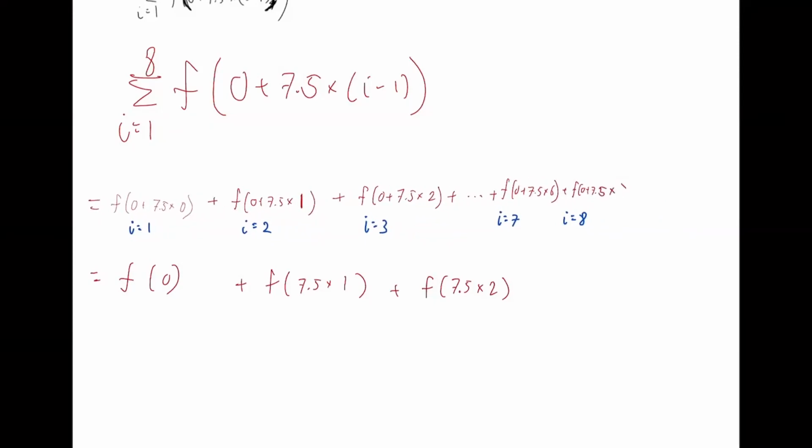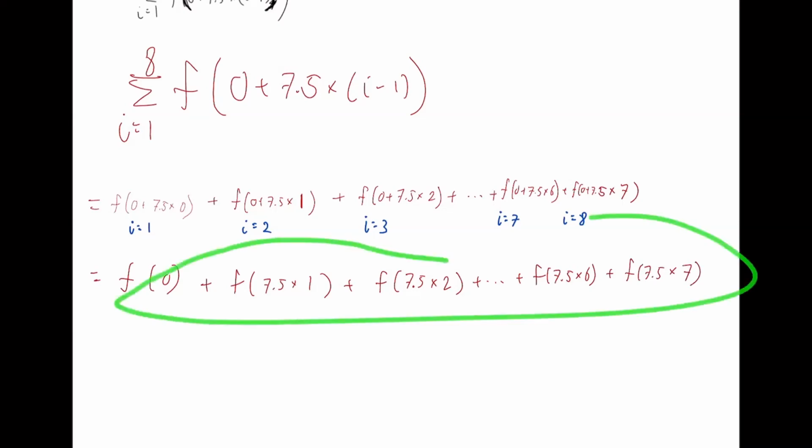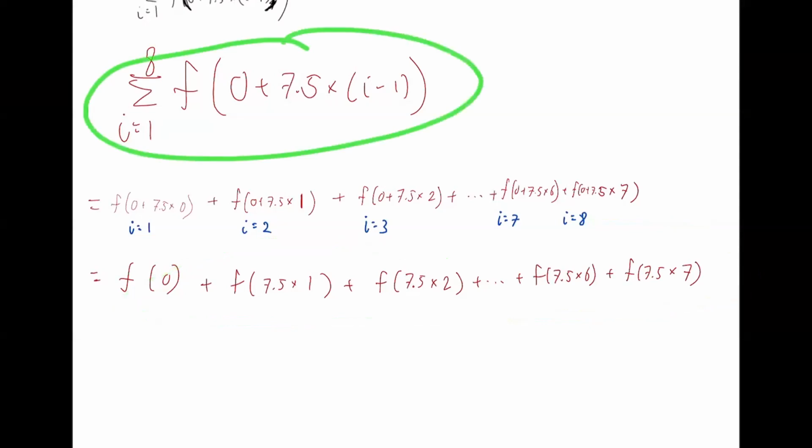7.5 times 7, right? 8 minus 1 is 7. That's how I get plus dot dot dot. All this I need to shrink down as well. Hold on a second. Plus dot dot dot, and then add on f of 7.5 times 6 plus f of 7.5 times 7. Okay? So this is just a short form of this guy.